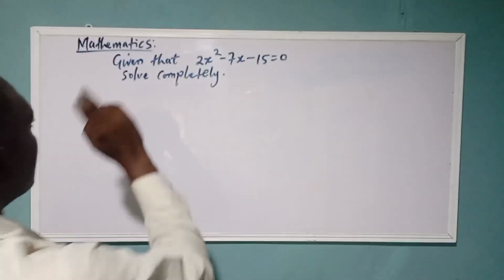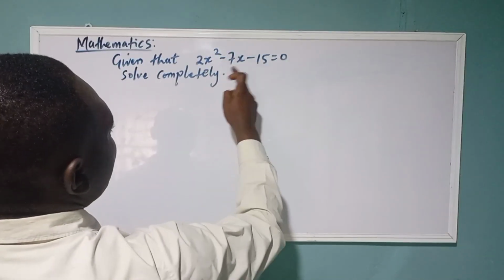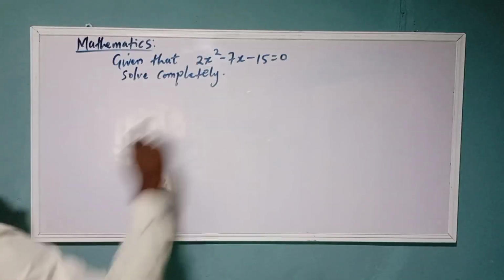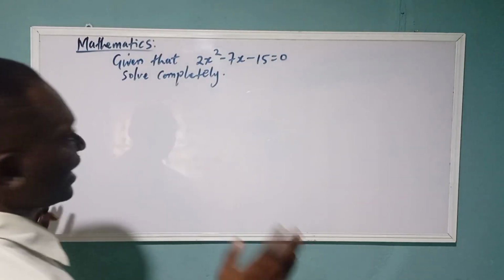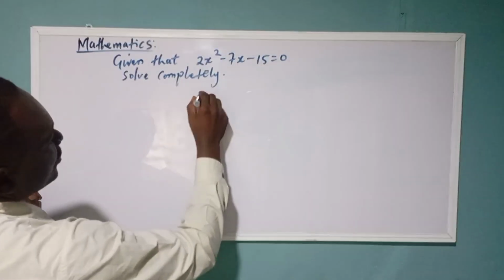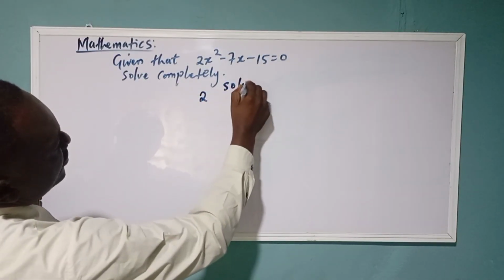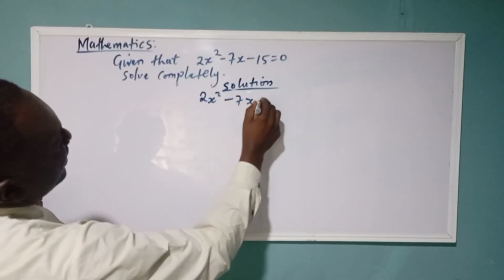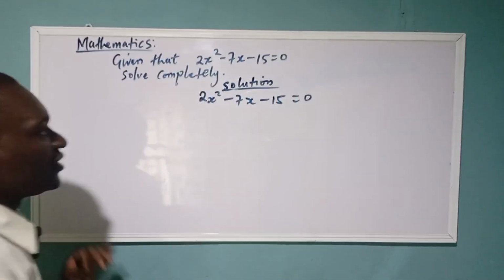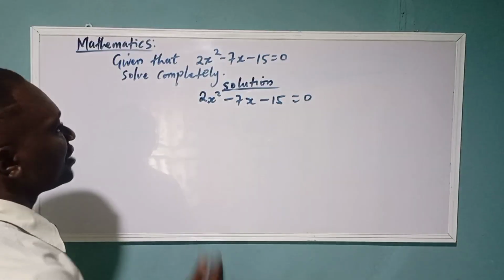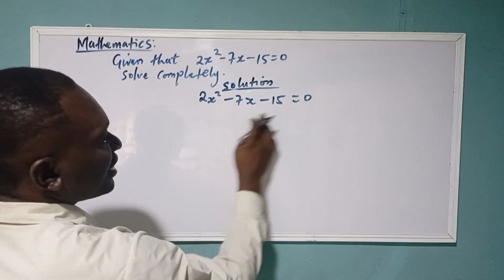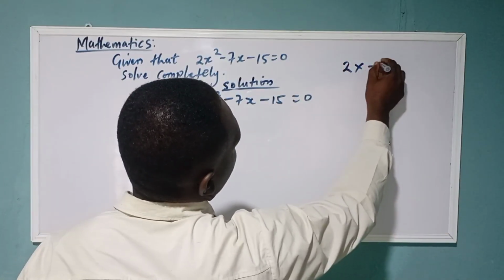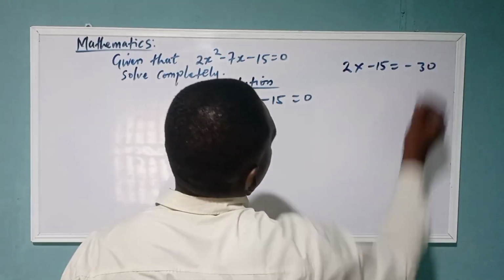Now, given that 2x squared minus 7x minus 15 is equal to 0, you should solve completely. All right, how do you go about this? Now, let's write the equation. We have 2x squared minus 7x minus 15 is equal to 0. So first, what you will do is you carry this coefficient and multiply by this constant. So we have 2 times minus 15, and that gives you minus 30.